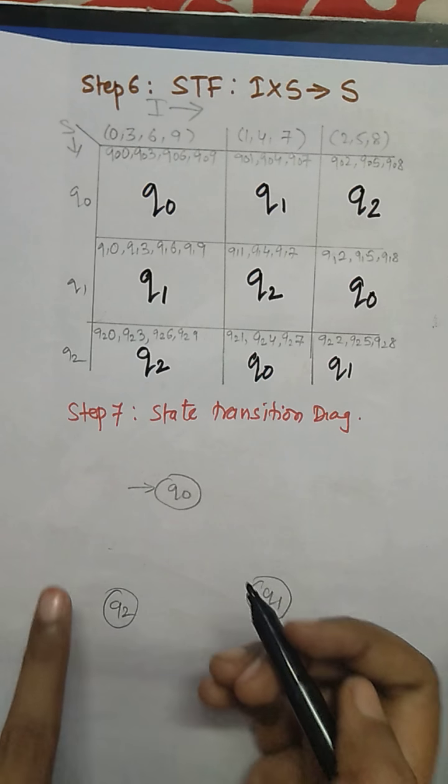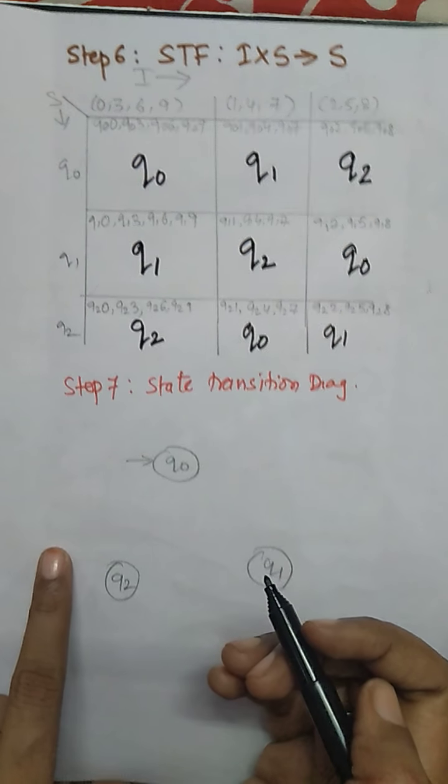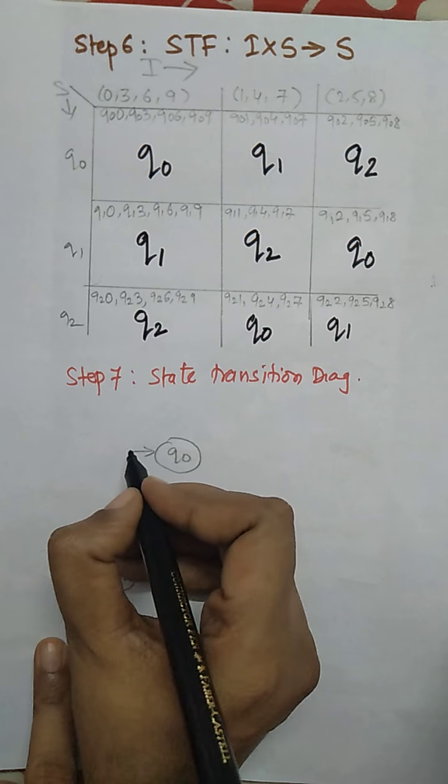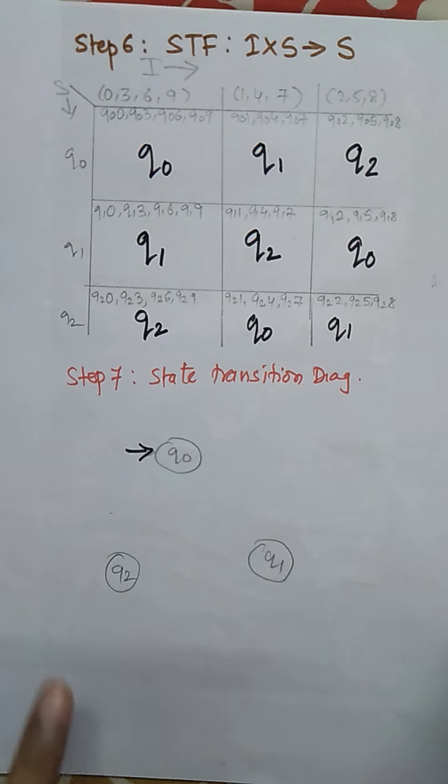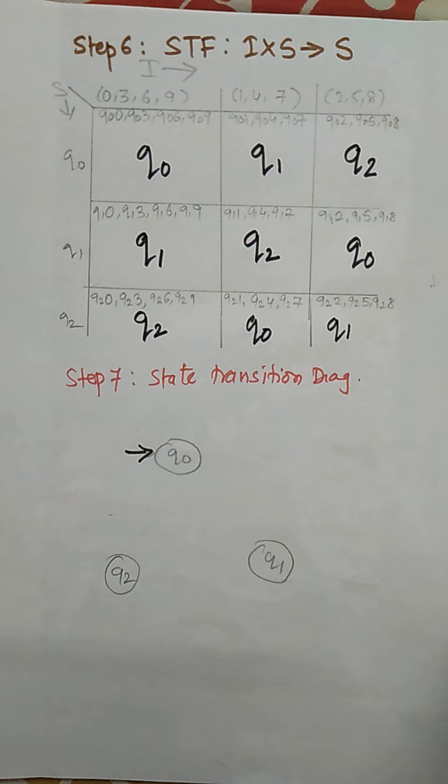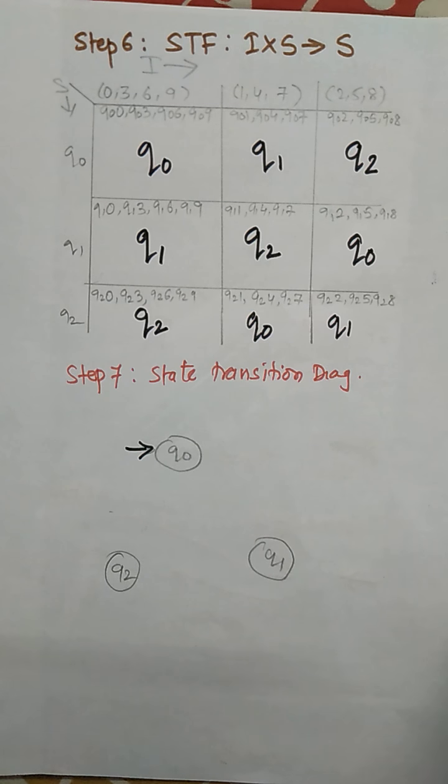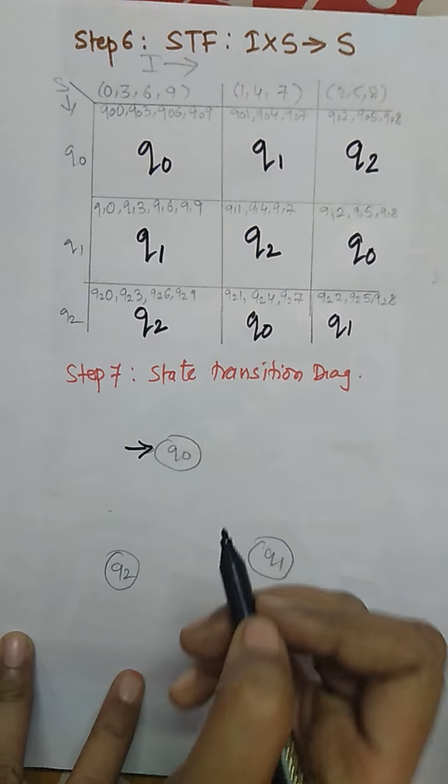Now we are going to draw the state transition diagram. We always mark the initial state as 0, since the first number generated in the decimal number system is 0. 0 divided by 3, output is 0. That means remainder 0, which is divisible by 3. That's why we have marked Q0 as the initial state.